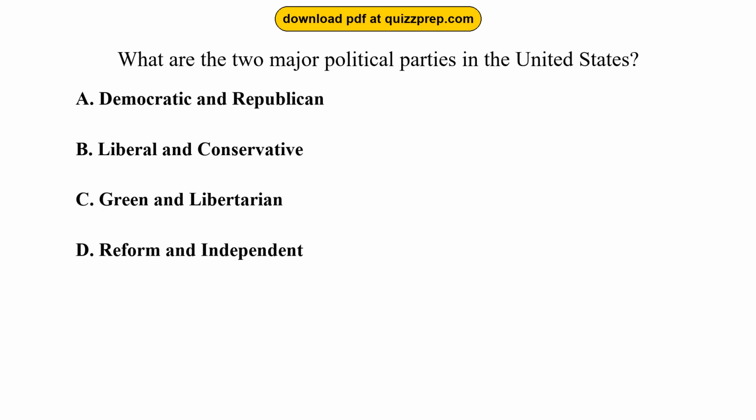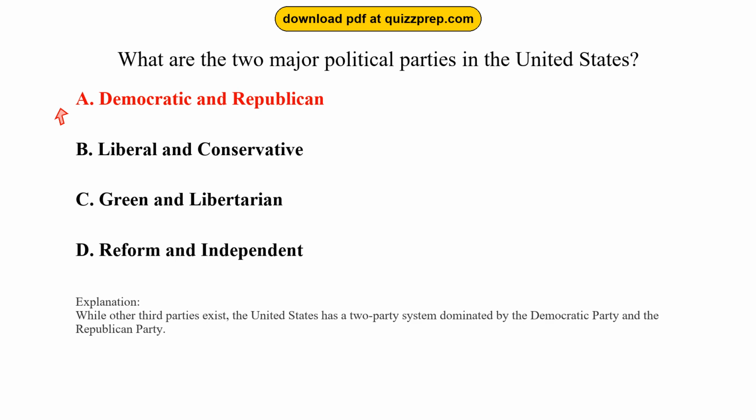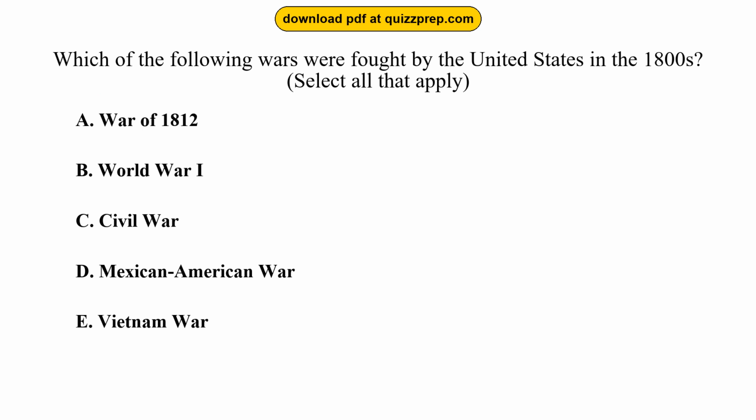Question 41. What are the 2 major political parties in the United States? Option A, Democratic and Republican. Option B, Liberal and Conservative. Option C, Green and Libertarian. Option D, Reform and Independent. The correct answer is option A, Democratic and Republican. While other third parties exist, the United States has a two-party system dominated by the Democratic Party and the Republican Party.